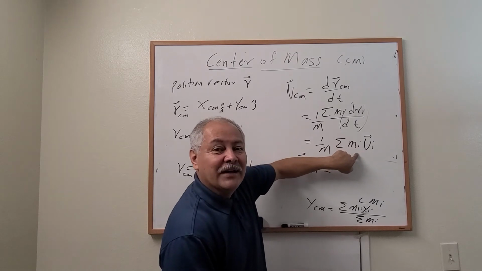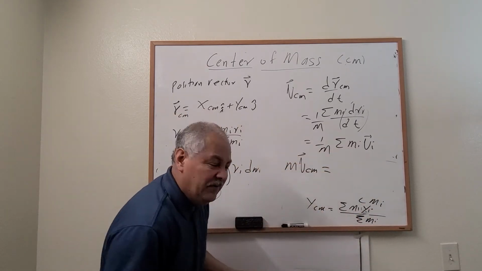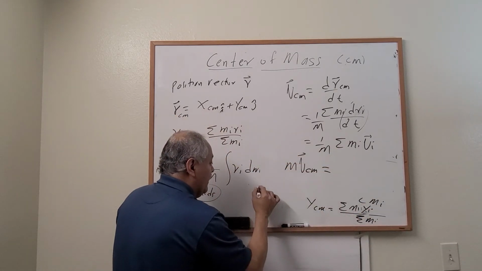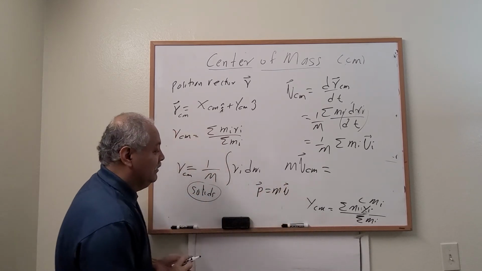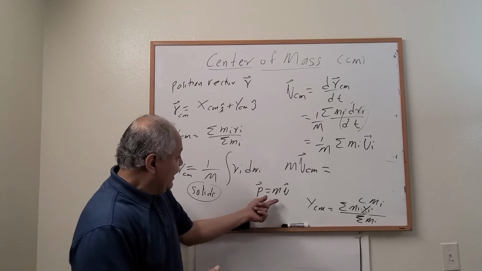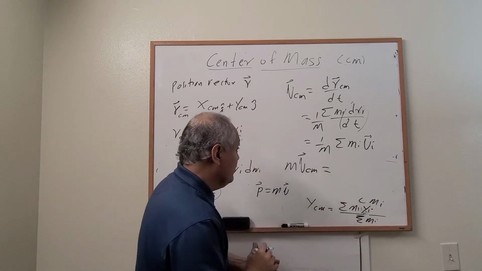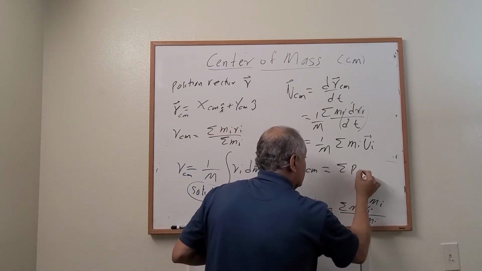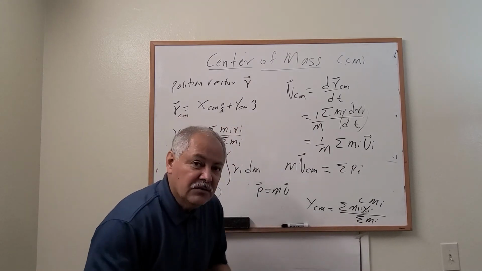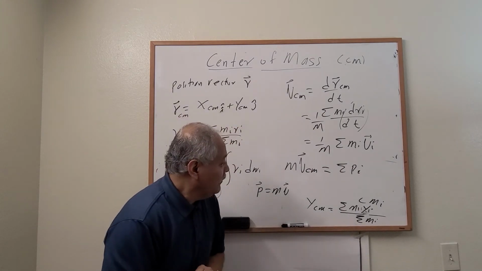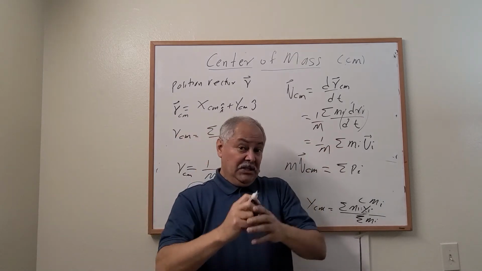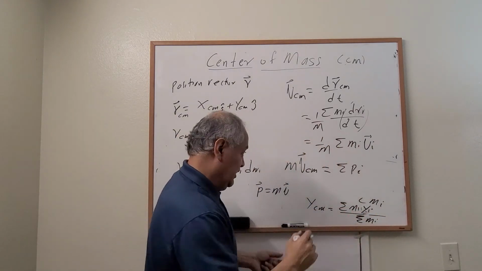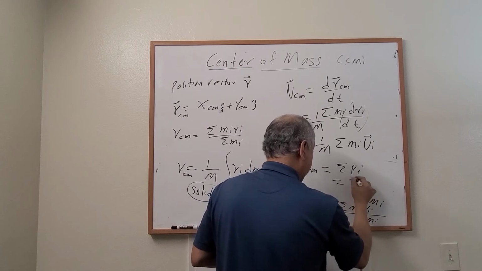But what is this product? We already found it before. Momentum is defined as mass times velocity, right? So if we apply this value right here, this equals the sum of the momentum of each particle. Now, what is the sum of the momentum? It's going to be the total momentum. So this is actually the total momentum.